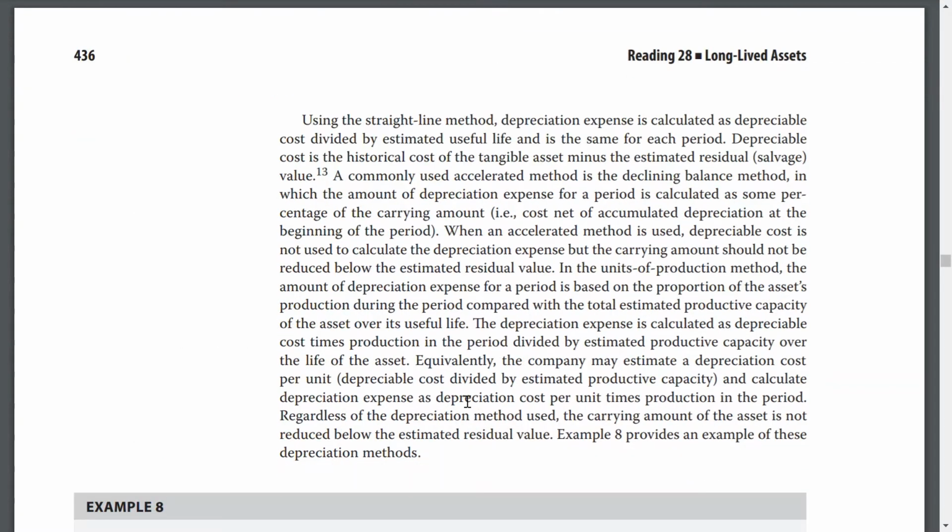Using a straight-line model, depreciation expense is calculated as depreciable cost divided by estimated useful life, and is the same for each period. Depreciable cost is the historical cost of the tangible asset minus the estimated residual or salvage value. A commonly used accelerated model is the declining balance model, a percentage of the carrying amount.